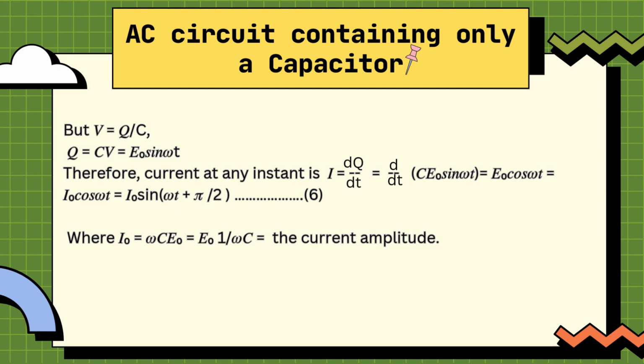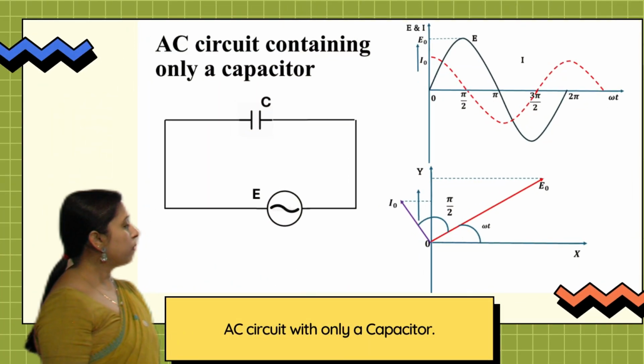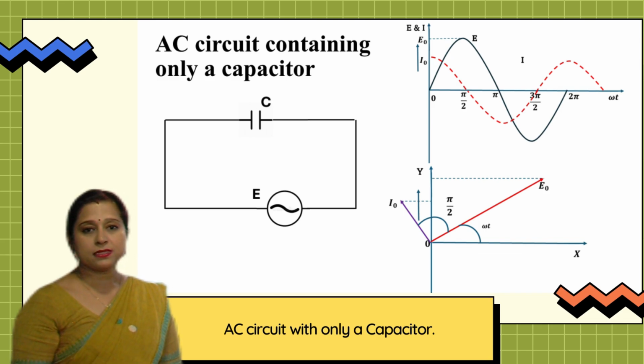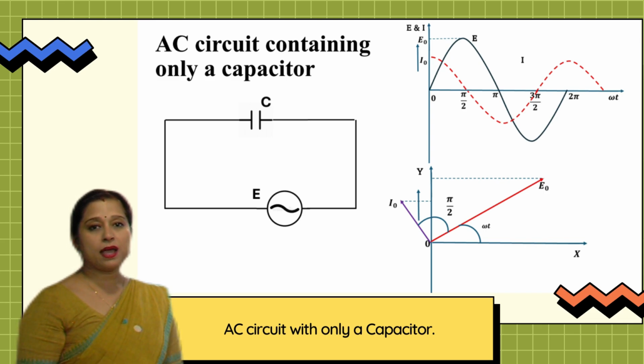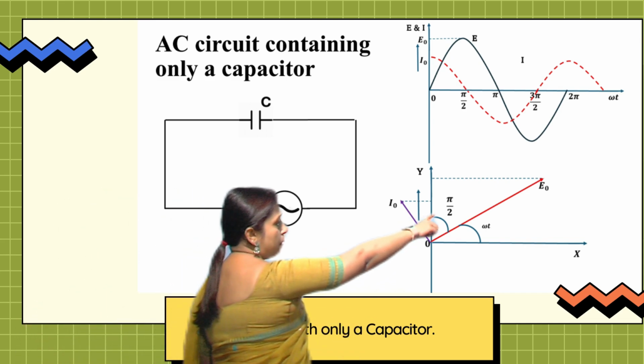obtained in the circuit. From the equations and observing the phasor diagram, we can see that in a capacitive circuit, the current leads the voltage, or voltage lags behind the current in phase by pi by 2 radians.